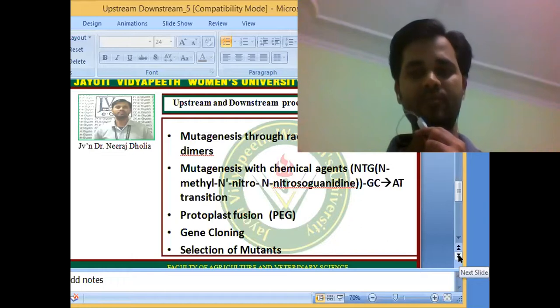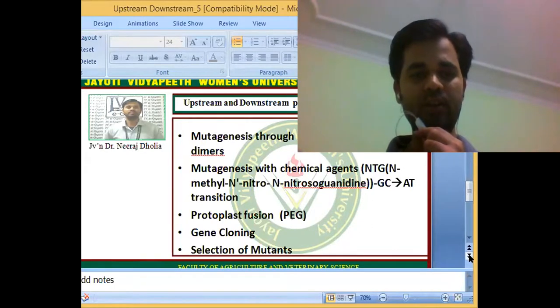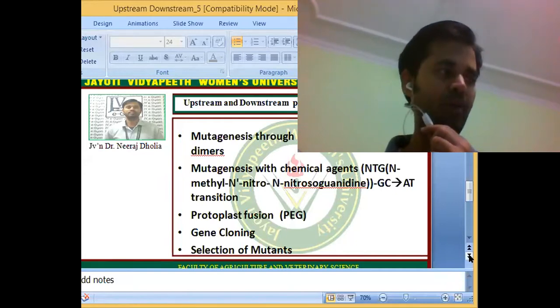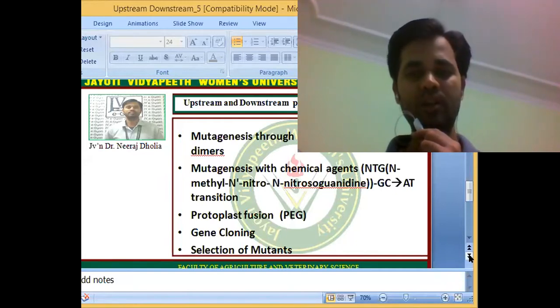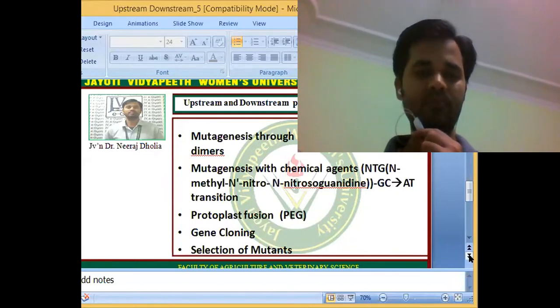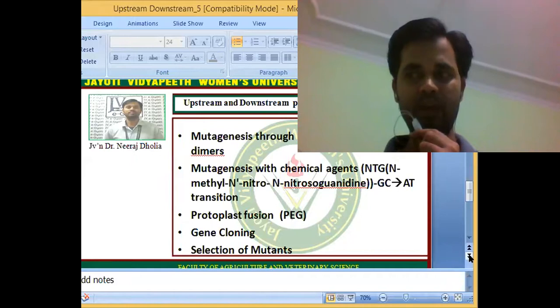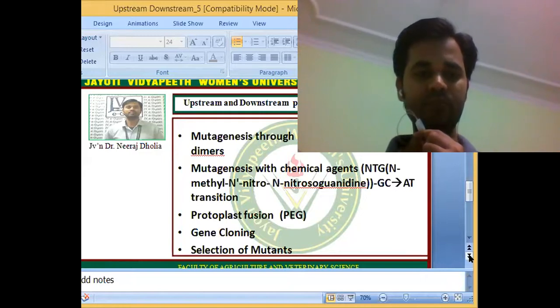First of all, mutagenesis through radiation, like UV radiation. The range of UV is 200 to 300 nanometer, specifically 254 nanometer. Ultraviolet rays are responsible for creating nucleotide dimers in the genomic material. So thymine dimers, thymine-cytosine dimers, and cytosine dimers are produced by the ultraviolet rays.